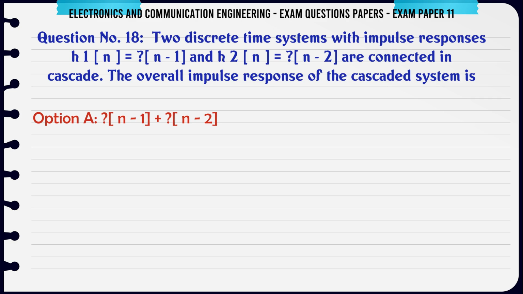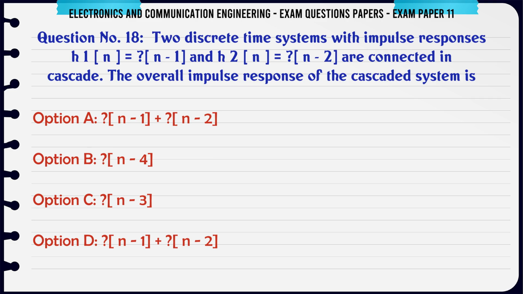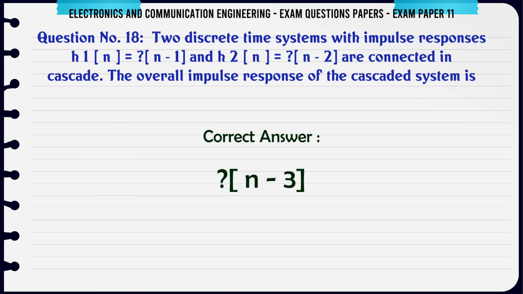Two discrete time systems with impulse responses h1(n) and h2(n) are connected in cascade. The overall impulse response of the cascaded system is A h1(n)+h2(n), B n4, C n3, D h1(n)*h2(n). The correct answer is n3.